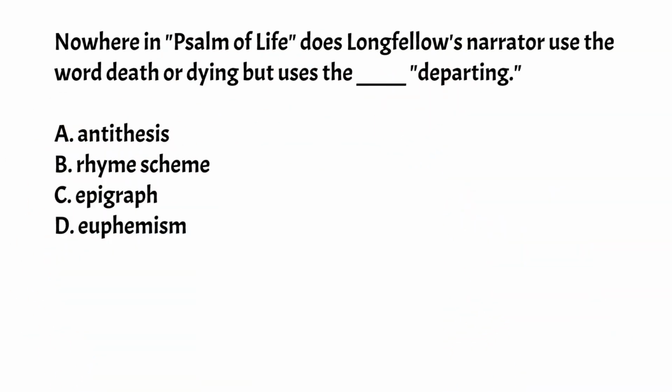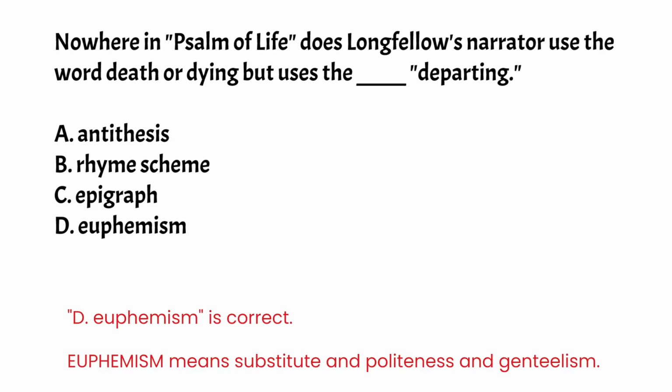Nowhere in Psalm of Life does Longfellow's narrator use the word death or dying, but uses the departing. A. Antithesis. B. Rhyme scheme. C. Epigraph. D. Euphemism. D. Euphemism is correct. Euphemism means substitute and politeness and gentilism.